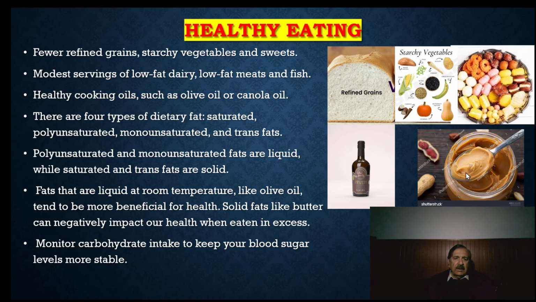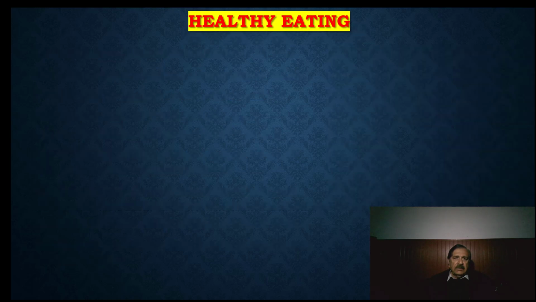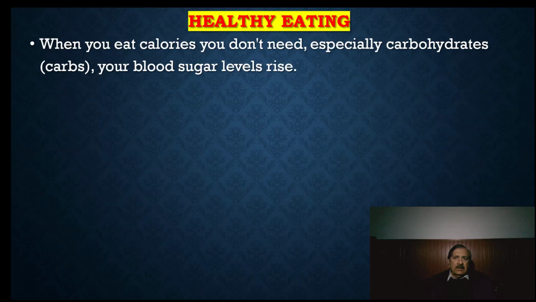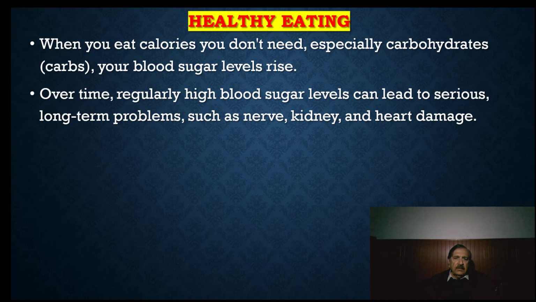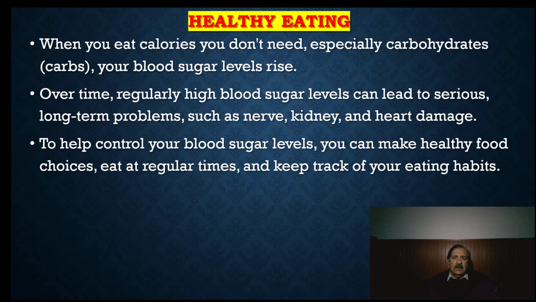Monitor carbohydrate intake to keep your blood sugar level more stable. When you eat calories you don't need, especially carbohydrate, shortly called carbs, your blood sugar level rises. Over time, regularly high blood sugar level can lead to serious long-term problems such as nerve, kidney, and heart damage. To help control your blood sugar level, you can make healthy food choices.